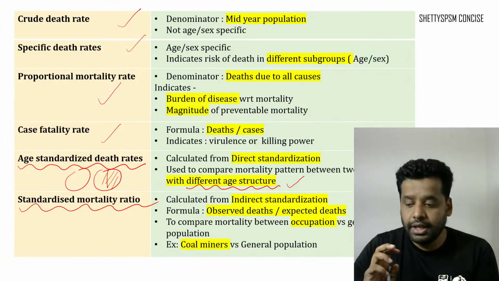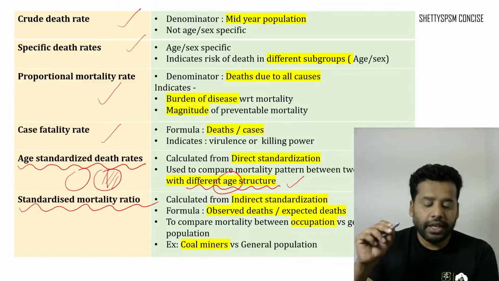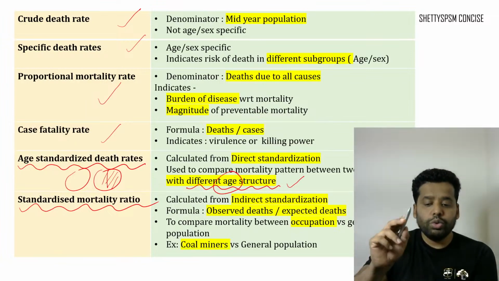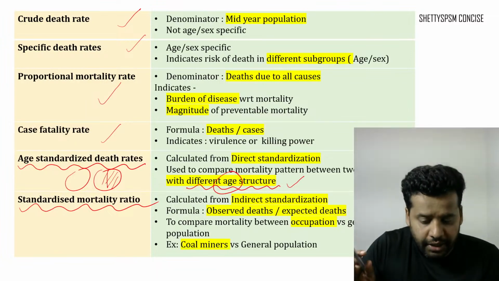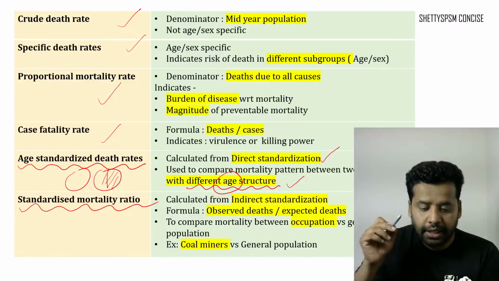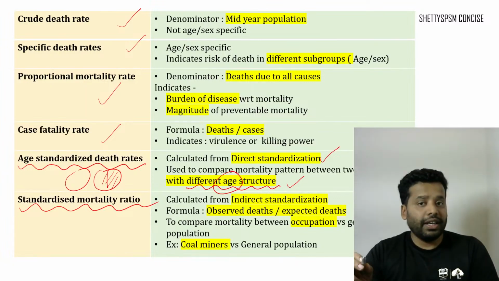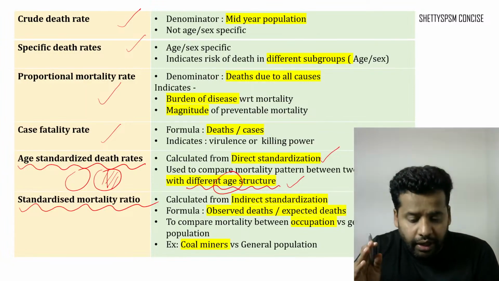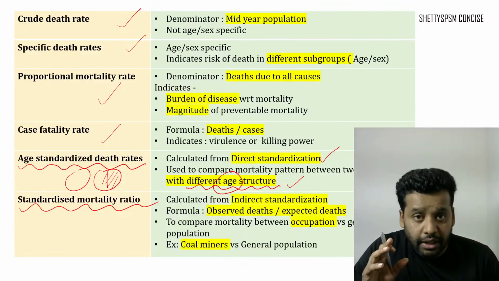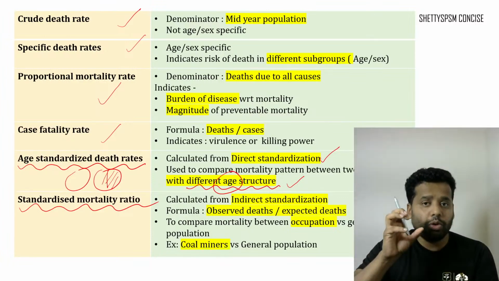What factor are you standardizing for? Age. Age standardized death rates can be used to compare mortality pattern between two populations with different age structure. Then what standardization do we have to do? Direct standardization. Repeat the word, direct standardization. What we are doing in direct standardization is nullifying that effect. One population has more older age group, and that factor we are neutralizing by taking one standard population.